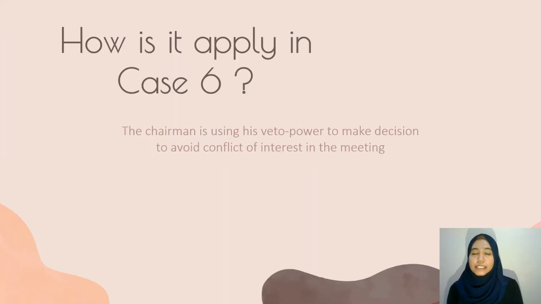How is stakeholder theory applied in case 6? The chairman is using his veto power to make decisions to avoid conflict of interest in the meeting. However, not all the time is he using his veto power in the decision making that the chairman wants to make. This is because maybe he wants to give opportunities to the board to make their own voting of options, but most of the time in the case they fail to make it.